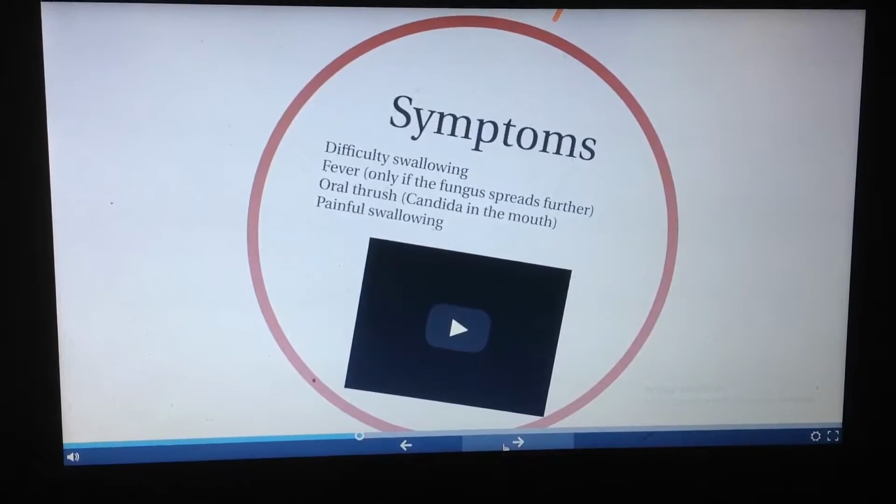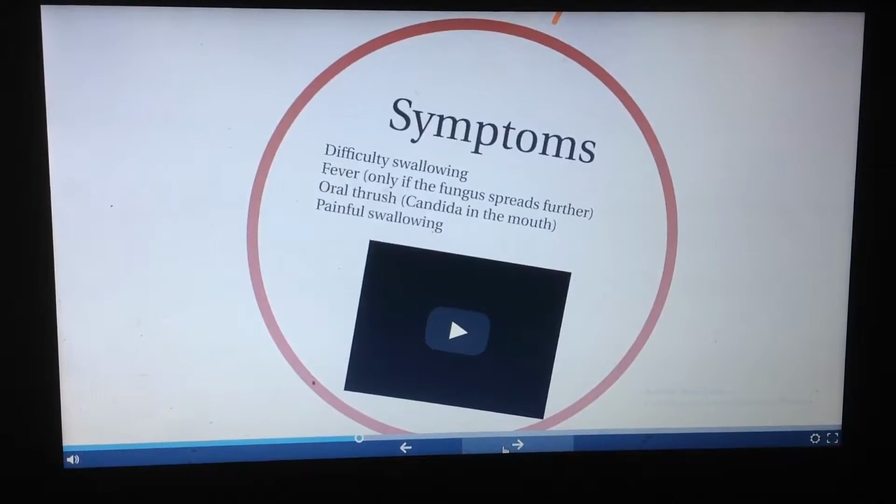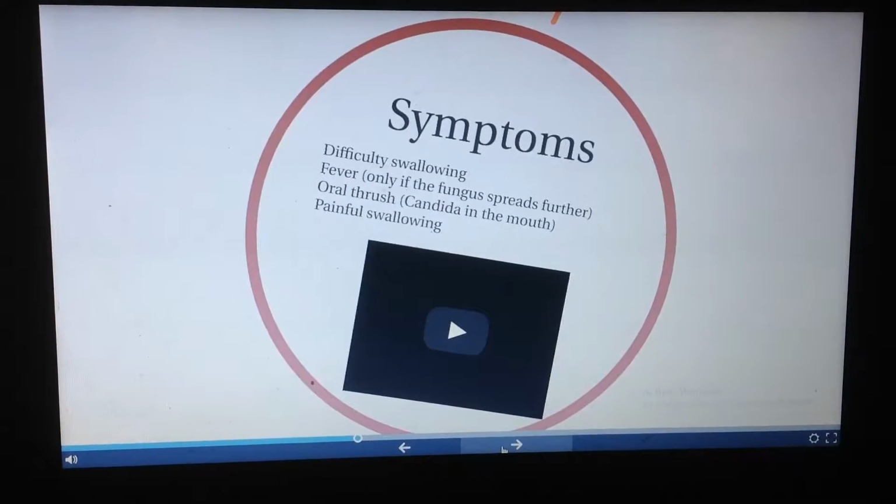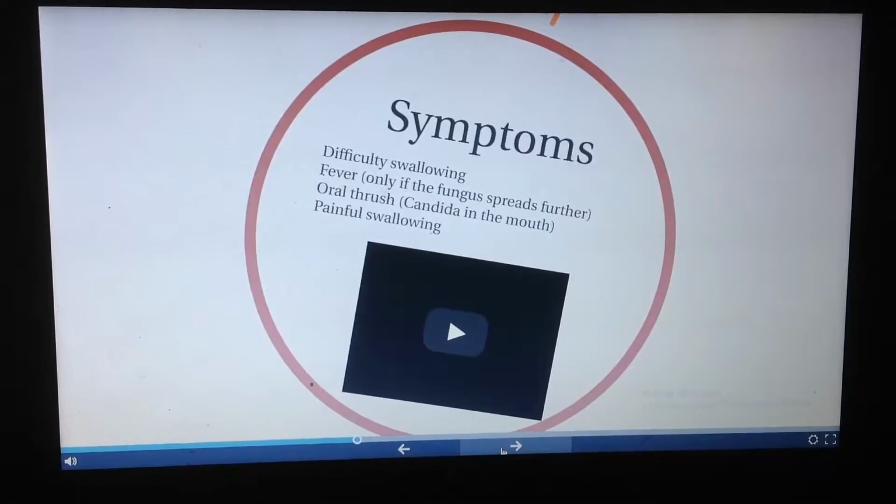Symptoms: difficulty swallowing, fever only if the fungus spreads further, oral thrush, Candida in the mouth, and painful swallowing.